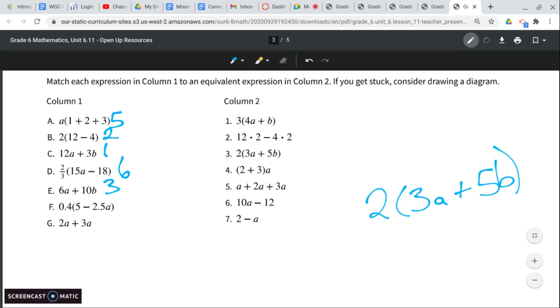All right, for F, we have 0.4 times 5 minus 2.5a. So we're going to distribute the 0.4. So 0.4 times 5 is going to give us 2. And 0.4 times 2.5 is going to give us 1. So this is just going to come down to 2 minus a, which is 7. And last but not least, we have 2a plus 3a. So what do 2a and 3a have in common? They both have an a, so we're going to take an a out, and that one is number 4.